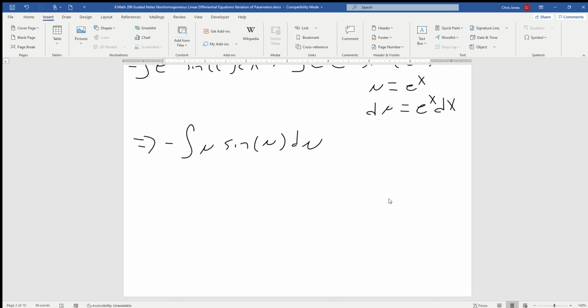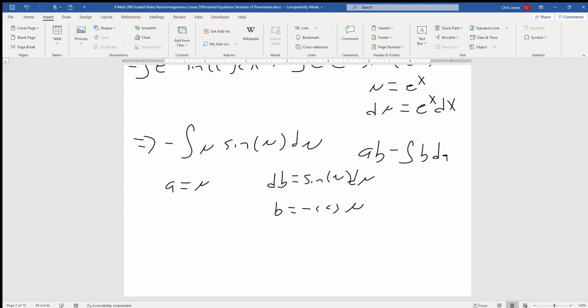All right, so now we've already used u's, so I'm just going to say a and b for my parts. So our formula is usually uv minus integral v du. I'm going to say ab minus integral b dA. So I'm going to define a to be u. I'm going to define dB to be sine u du. When we integrate dB to get b, that's going to be a negative cos u, which is actually good because that's going to help get rid of the negative. And then dA is du.